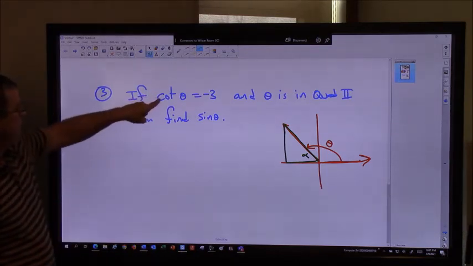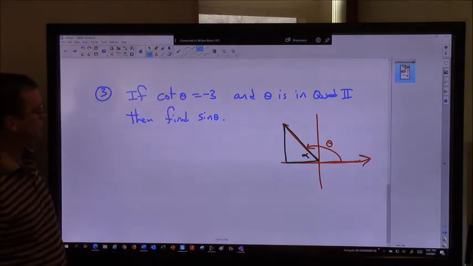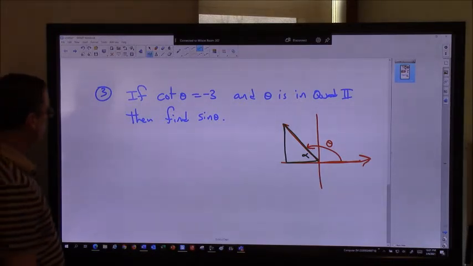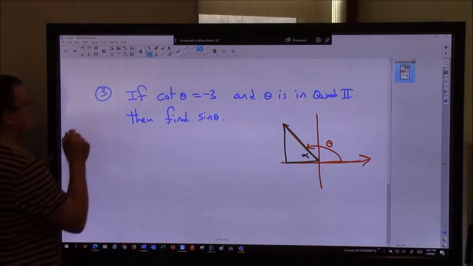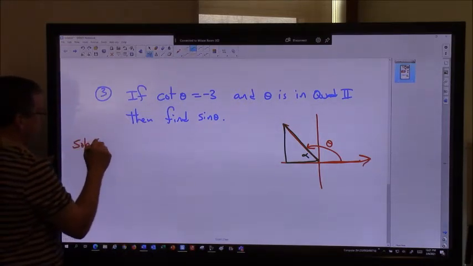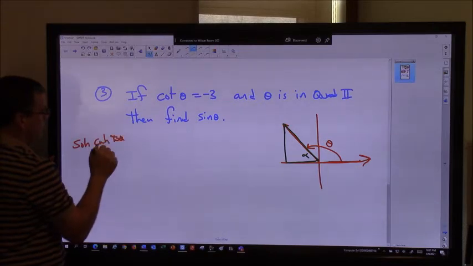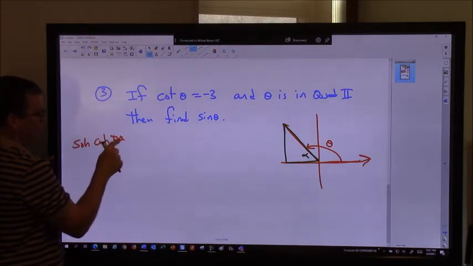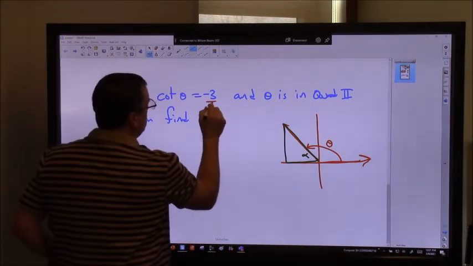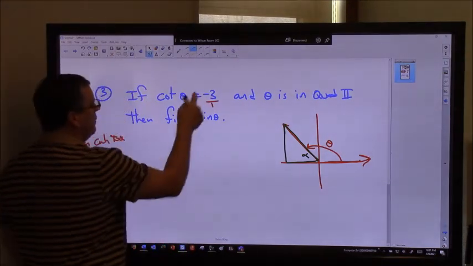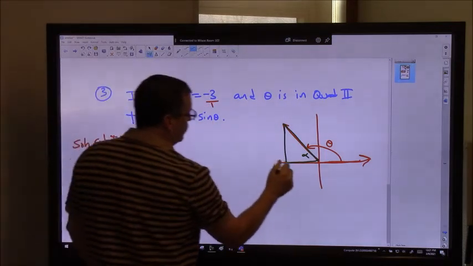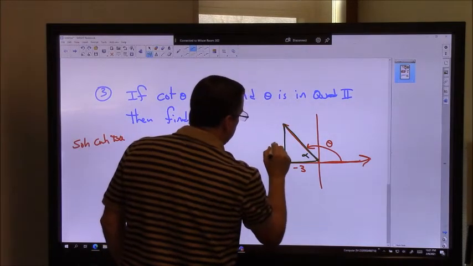So they're also telling us that the cotangent of theta is negative 3. Now, I know that to do tangent, let's just think of our SOHCAHTOA. Tangent is opposite over adjacent, so cotangent is adjacent over opposite. If I make this a fraction, then this is the adjacent side, this is the opposite side. So negative 3, and this is going to be 1.